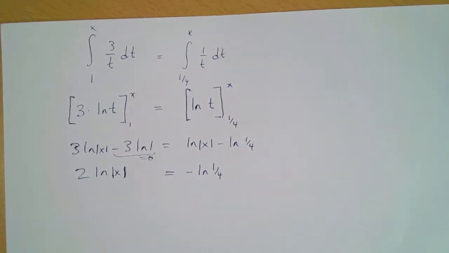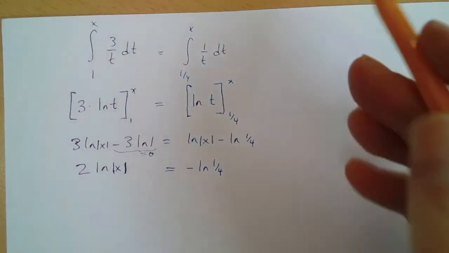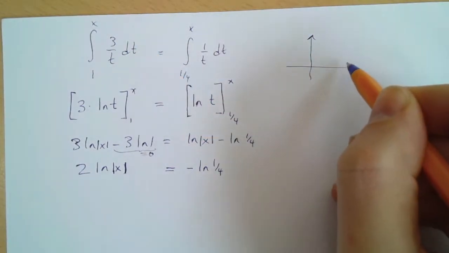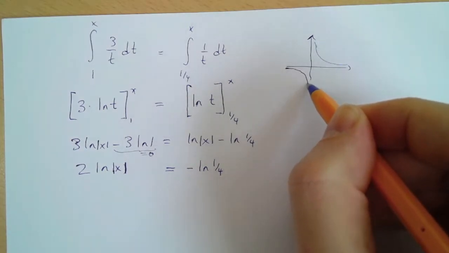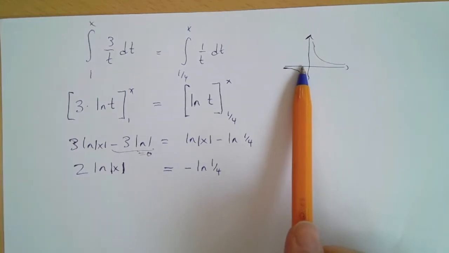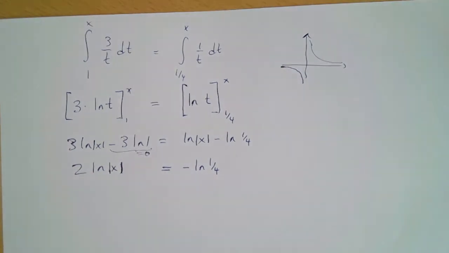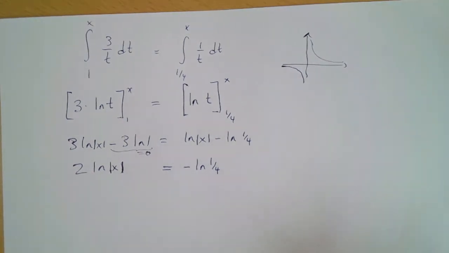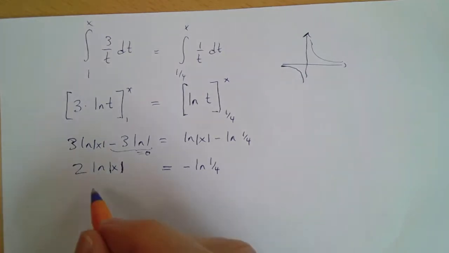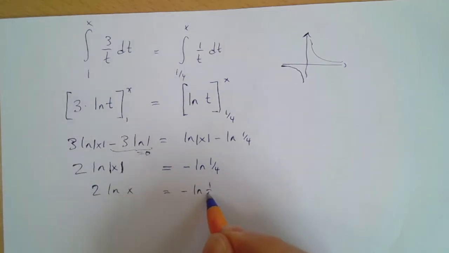Now if we think about the context of this exercise, because we were integrating 1 over t or 3 over t, we have a discontinuity at t equals 0. So we're never going to go past x equals 0 on the left in the negative values. That's beyond the content of AP Calculus AB. So we can assume that x is a positive value. 2 ln of x equals negative ln of 1 over 4.